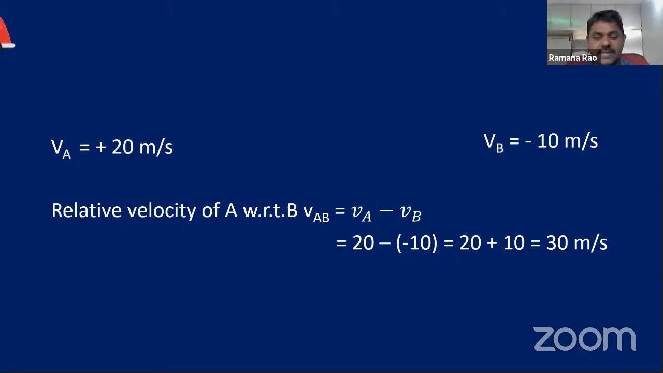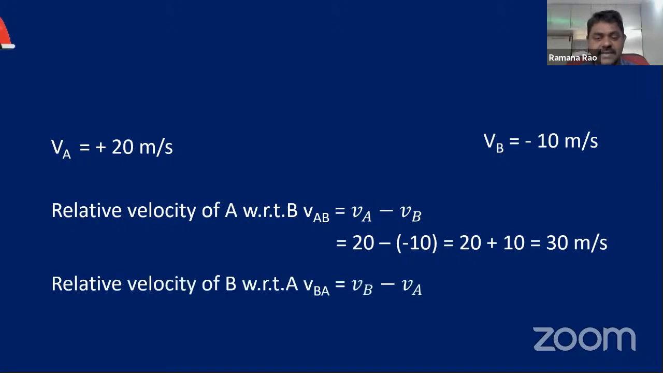You try to understand what is the importance of plus sign here. And velocity of B with respect to A is minus 30 meter per second. So the quite interesting thing is relative velocity of A with respect to B and B with respect to A are exactly opposite. One is plus 30 and the other one is minus 30. That means the directions are opposite.